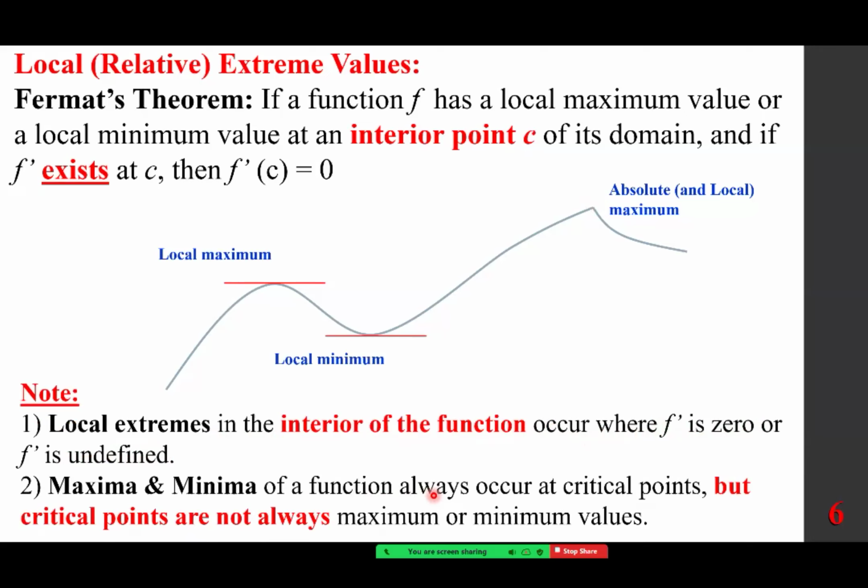Maxima and minima of a function always occur at critical points, but critical points are not always maximum or minimum values. So if we have a max, that point has to be a critical point. If we have a min, that point has to be a critical point. But critical points may not necessarily give us the extrema. We have to further investigate.